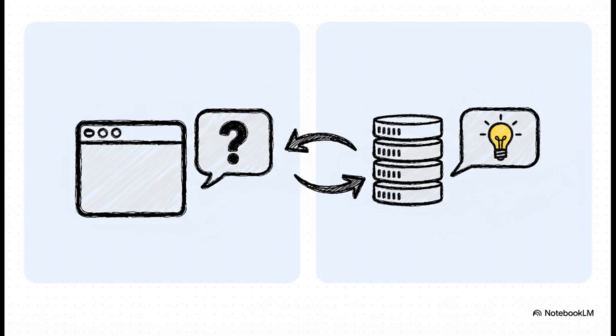So in this conversation, you've got two main participants. On one side, there's the client. That's just your web browser, Chrome, Safari, whatever you're using. It's the one asking the question. And on the other side, you have the server. That's the powerful computer that runs the website you're visiting. Its whole job is to just sit there and listen for questions and then provide the answers.